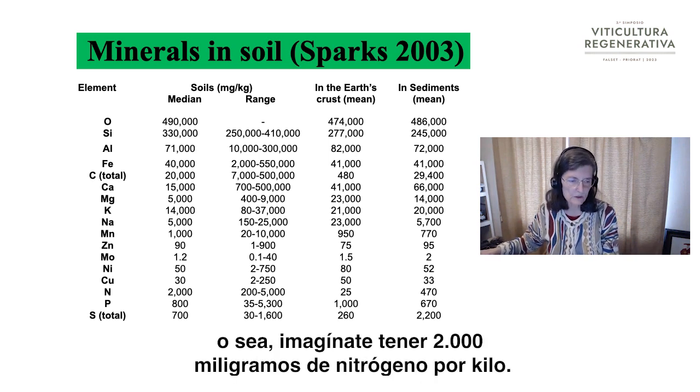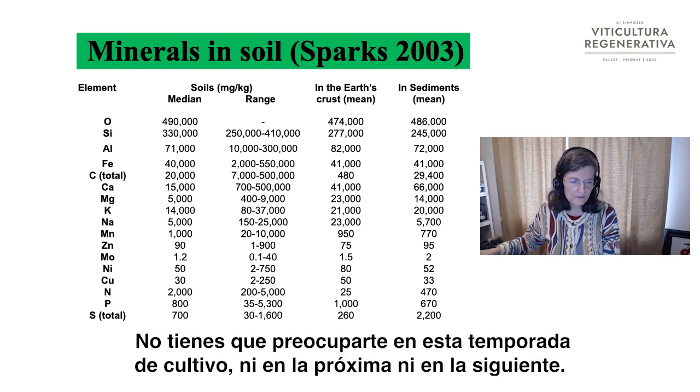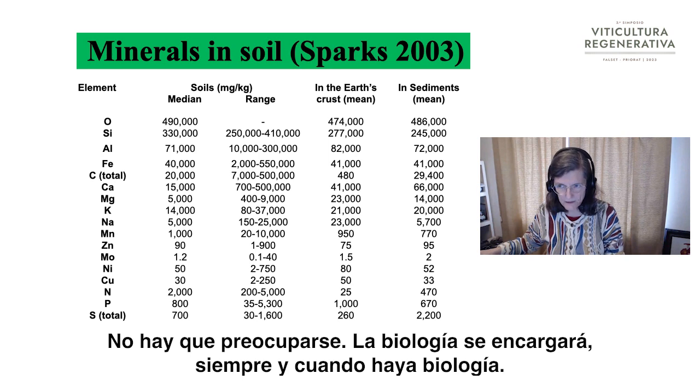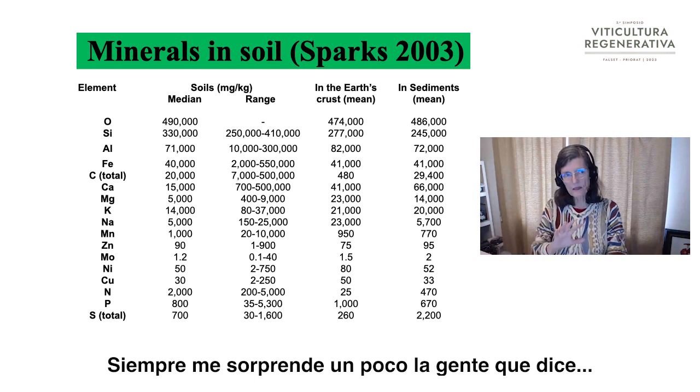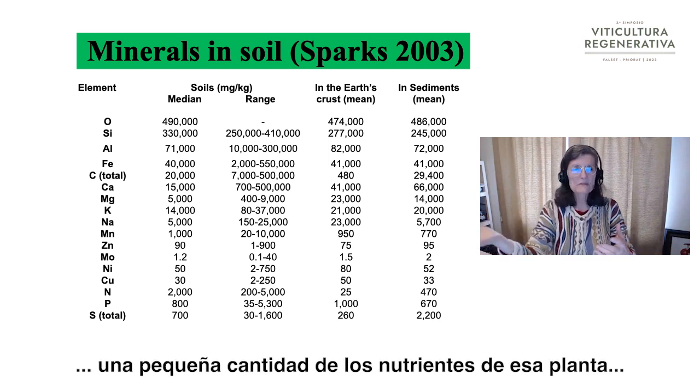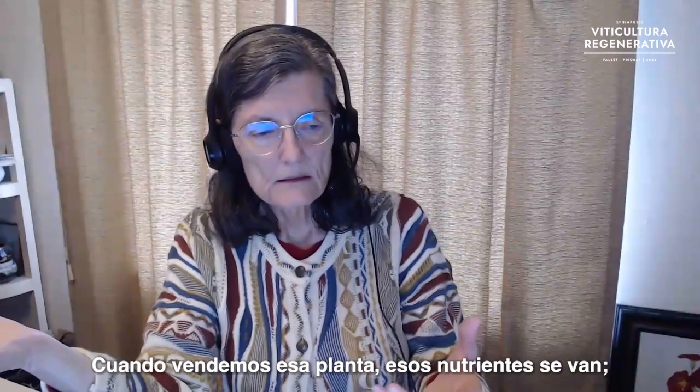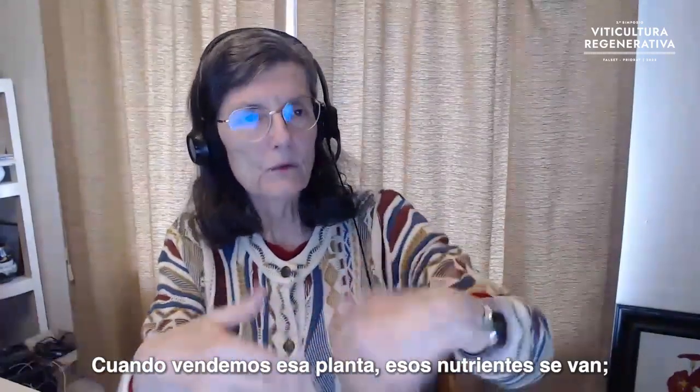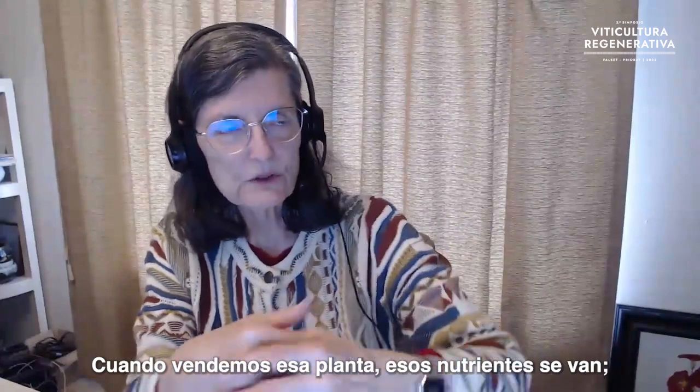I mean, think about having 2,000 milligrams per kilogram of nitrogen. You don't have to worry in this growing season or the next one or the next one. You don't have to worry. The biology will provide as long as you have biology there. I'm always amazed by people who say that a small amount of the nutrients from that plant, when we sell that plant, are now gone.